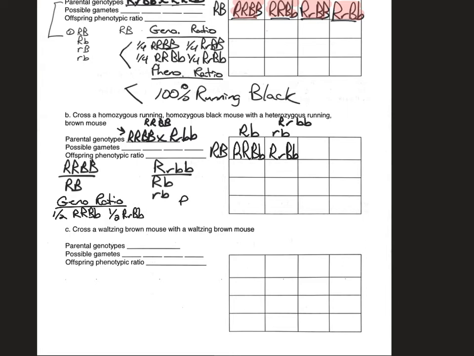But phenotypic ratios, as before, would be what? What would it be? 100% running black. Why? Because there's no way that a parent that can only make the genotype of a homozygous dominant is going to give anything but its dominant genes. So all its children are going to be dominant.